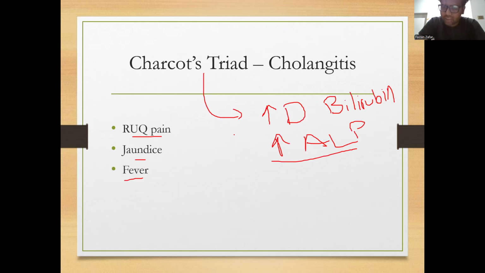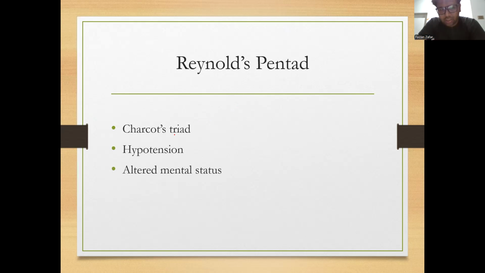So it is an infection, so treatment is antibiotics. We give antibiotics, right? So what is the Reynolds pentad? It's basically the Charcot triad plus hypotension and altered mental state.